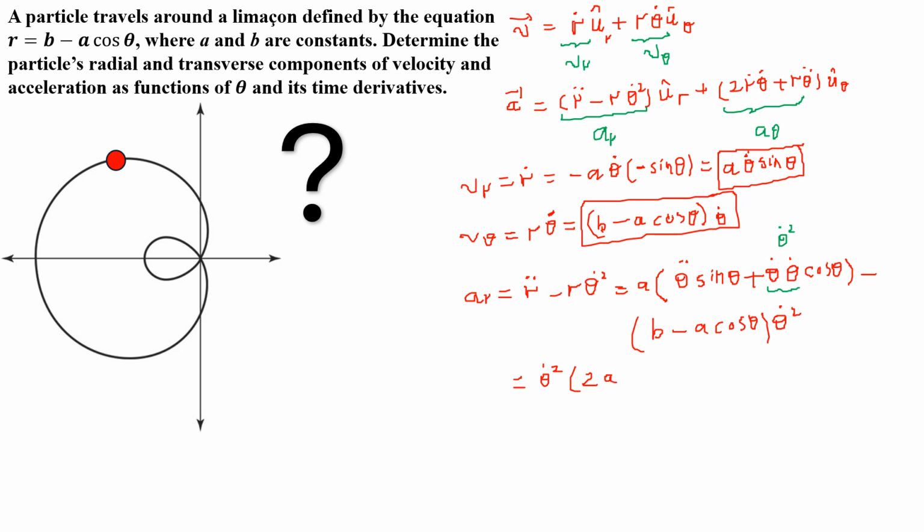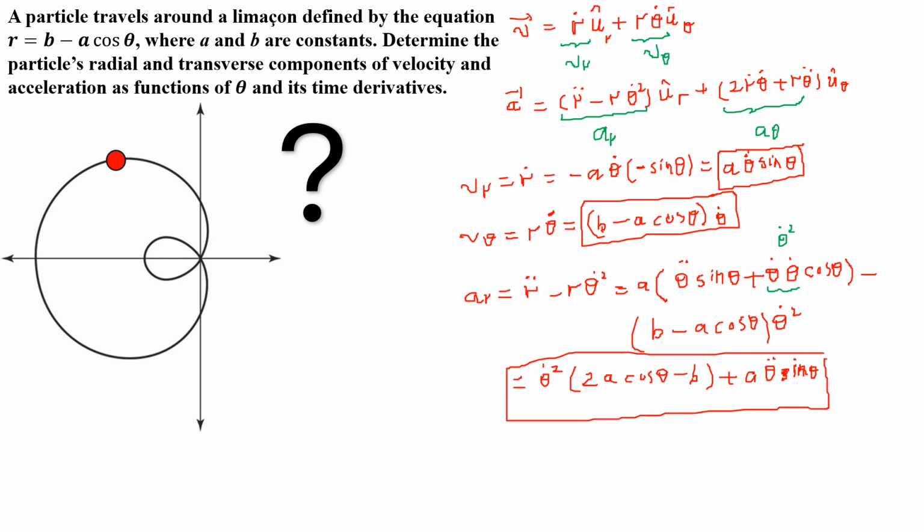So if you collect the terms together, you will arrive at something like this: theta dot squared times (2a cos theta minus b), plus a theta double dot sine theta. And that would be the answer for a_r.